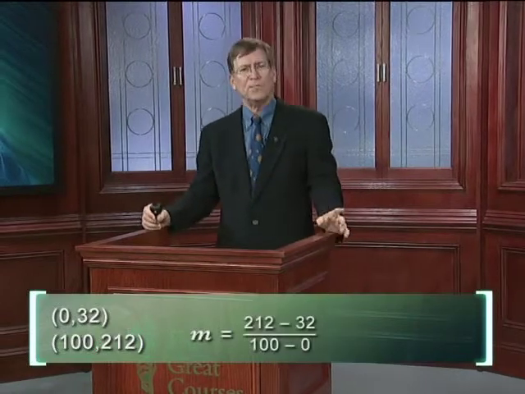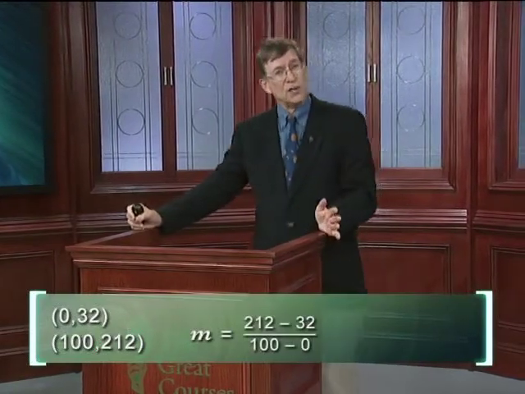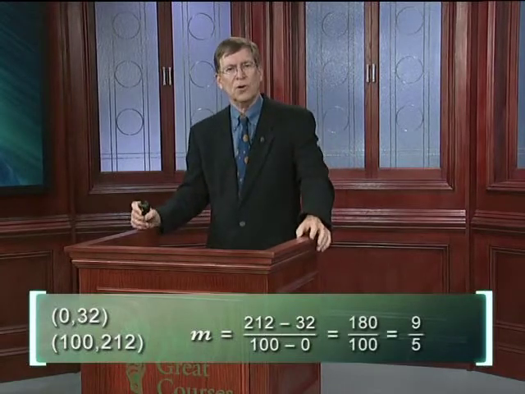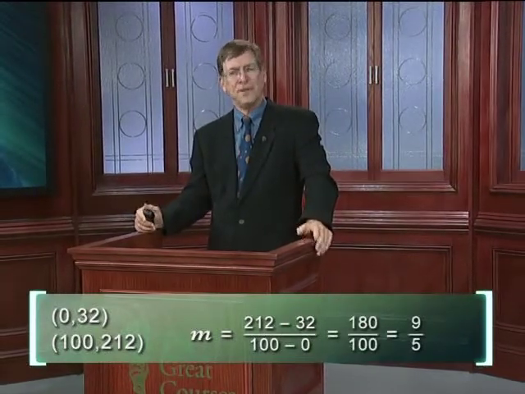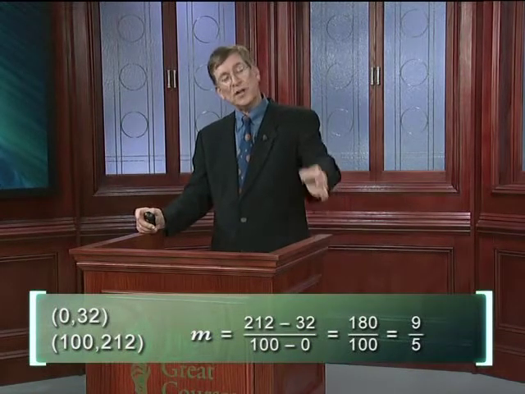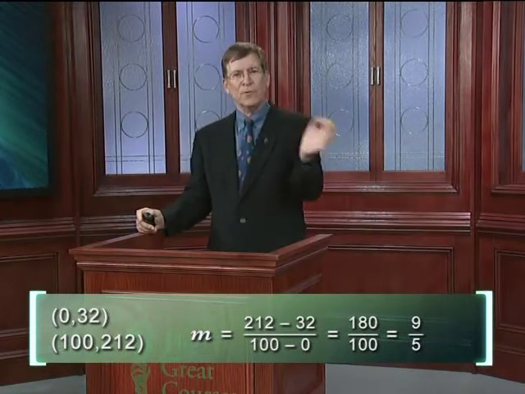So slope is change in the y values. Well, the y is now the F values, the Fahrenheit values, over the change in the x values, which are now the centigrade values. So it's 212 minus 32 over 100 minus 0. And if you simplify that, you get that the slope is 9/5. Good. And now we know the slope. We can pick either of the points.